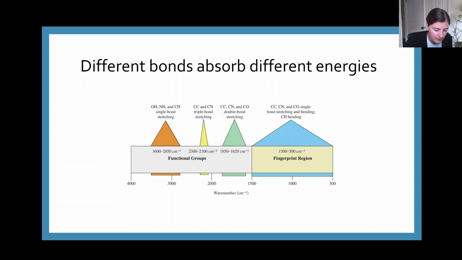Okay, so I was just talking about these here. Carbon to carbon and carbon to nitrogen triple bond stretching occurs at a little bit lower wave numbers. We have double bond stretching, single bond stretching and bending in the fingerprint region. We really don't focus too much on the fingerprint region because there are a lot of peaks that show up here. Sometimes it's hard to identify different functional groups from that region. So really the functional group region is key when we're looking at IR spectra.